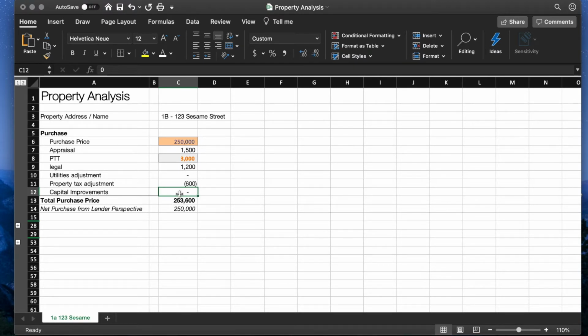We may also have capital improvements that you'll want to undertake on the property. This is something we're going to get into in another video around doing that analysis, but it's something you should actually factor into the purchase price of the property.